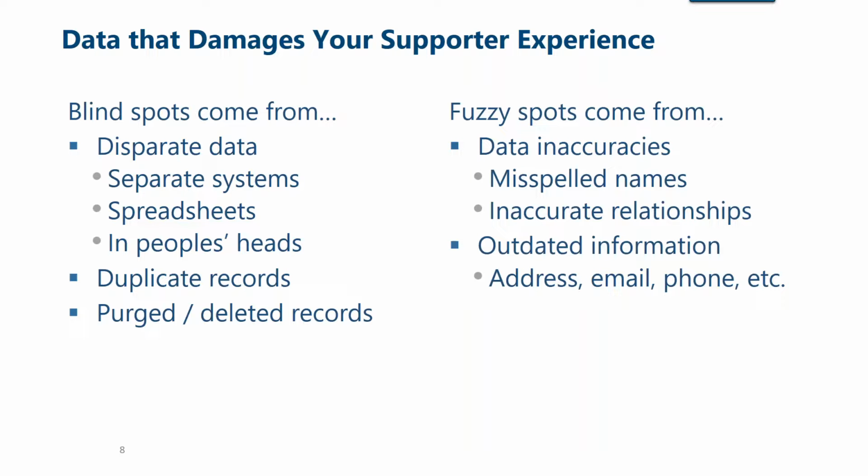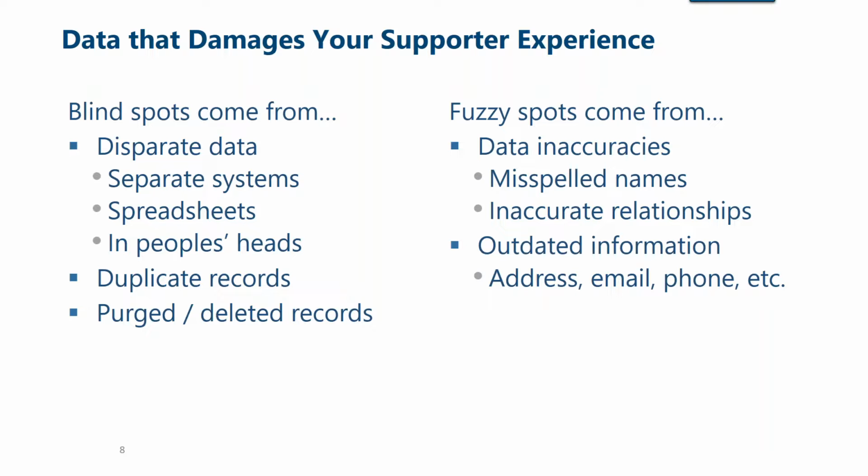Now, fuzzy data spots come from data inaccuracies, like misspelled names or incorrect relationships. Maybe you've contacted an outdated email address or phone number. What we want to do is continue to use our system of record as a tool to track this information, preventing those blind spots and fuzzy data whenever possible.